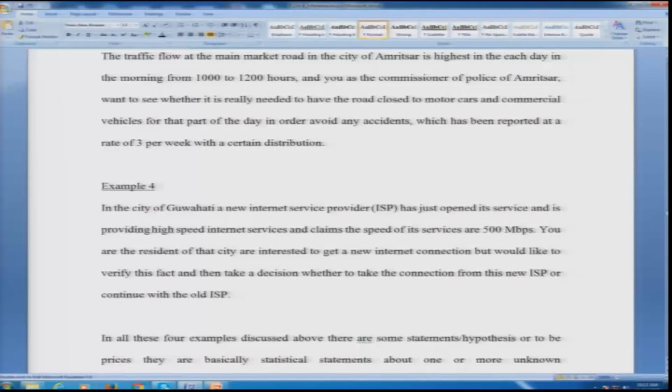Fourth example: in the city of Guwahati, a new internet service provider has opened its services and is providing high speed internet, and claims the speed of its services is 500 Mbps. You are a resident of the city and interested in getting a new internet connection, but would like to verify this fact and then decide whether to take the connection from this new service provider or continue with your existing service provider, because there is a cost involved. So, these are the 4 examples from different perspectives.